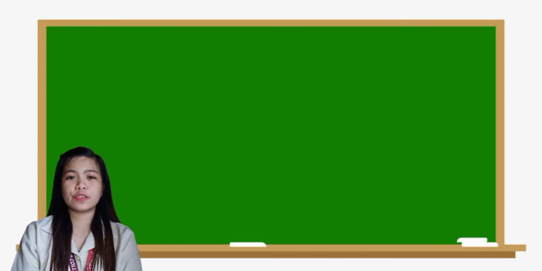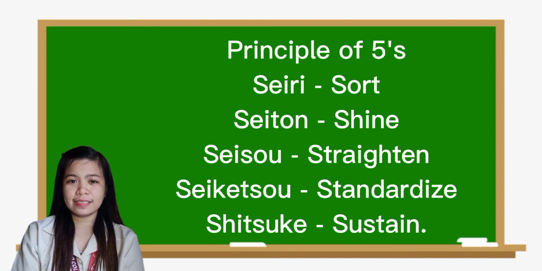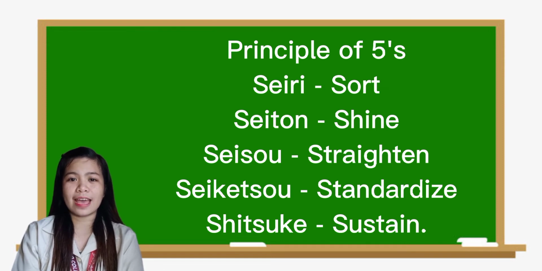So the next is the principle of 5S. 5S means seiri, sort; seiton, set in order; seiso, shine; seiketsu, standardize; shitsuke, sustain. So, 5S is the principle of work environment improvement derived from the Japanese words seiri, seiton, seiso, seiketsu, and shitsuke. In English, the 5S are respectively described by sort, set, shine, standardize, and sustain.